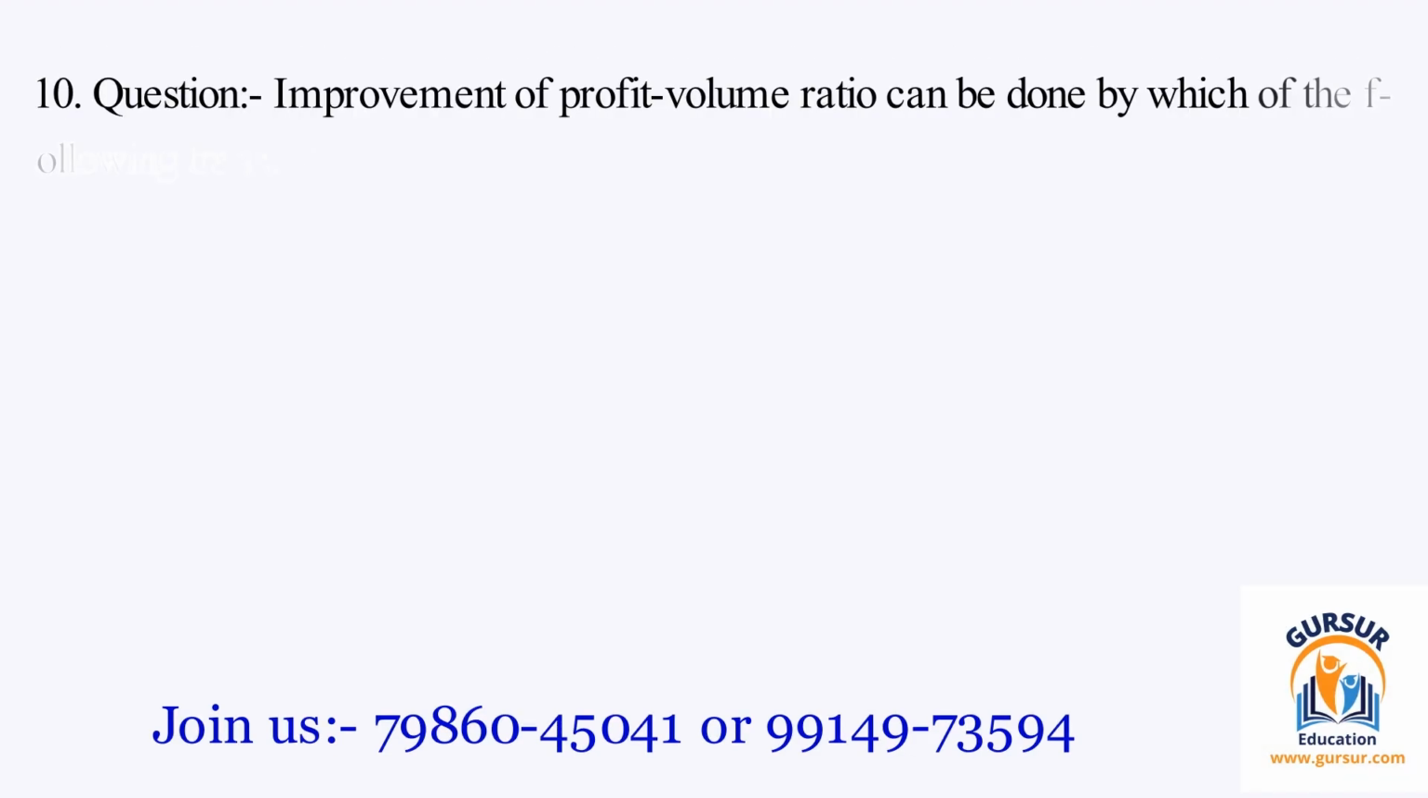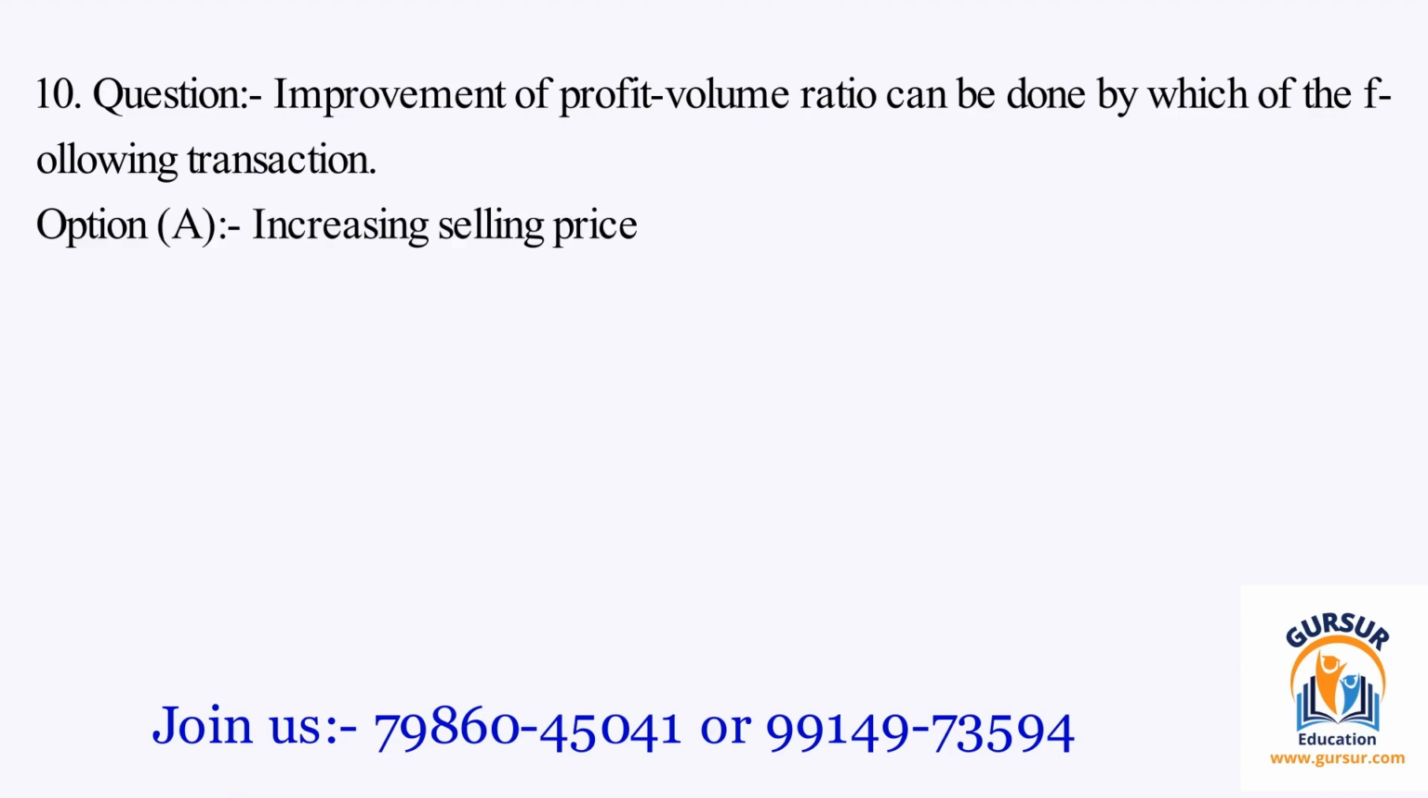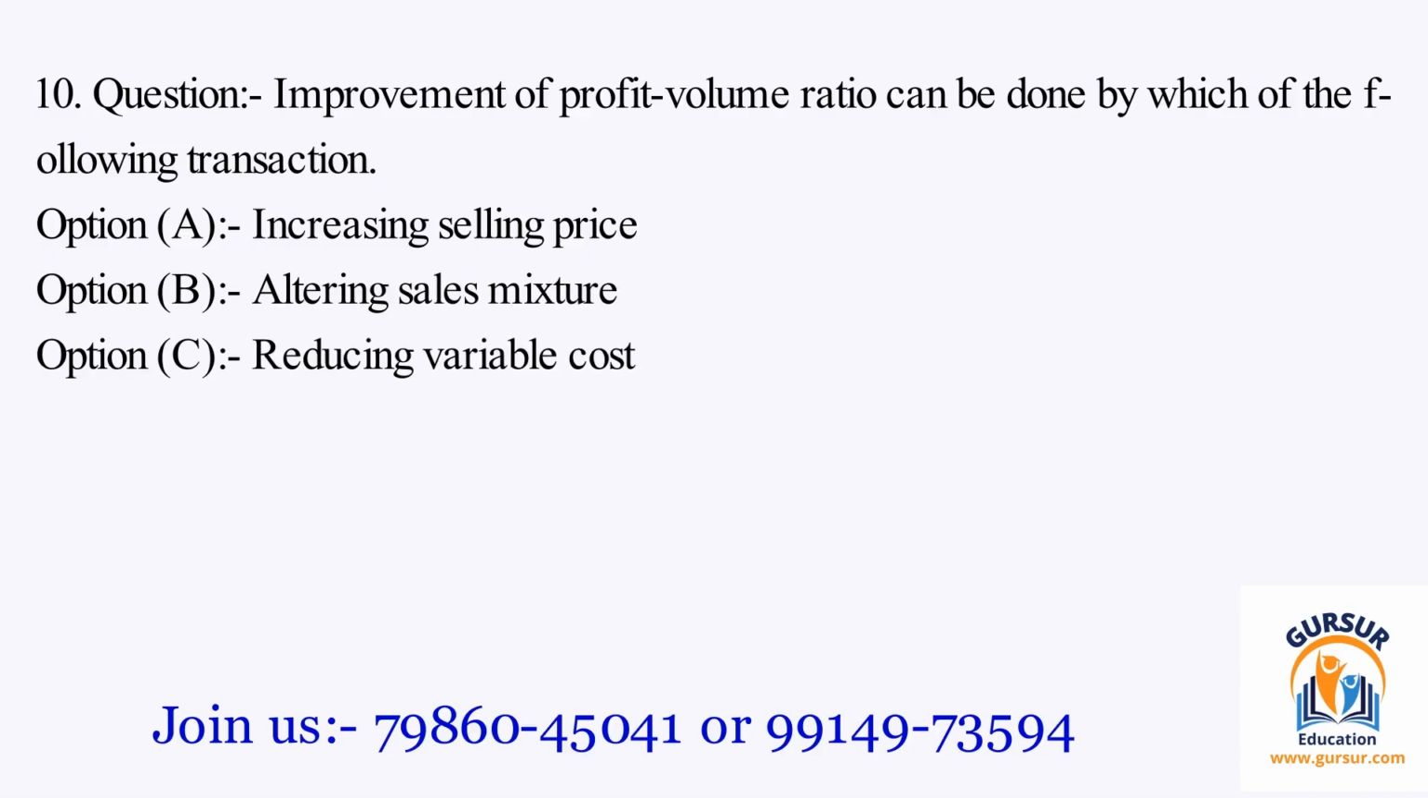Question number 10. Improvement of profit-volume ratio can be done by which of the following transactions? The option A is, increasing selling price. The option B is, altering sales mixture. The option C is, reducing variable cost. The option D is, all of the above.